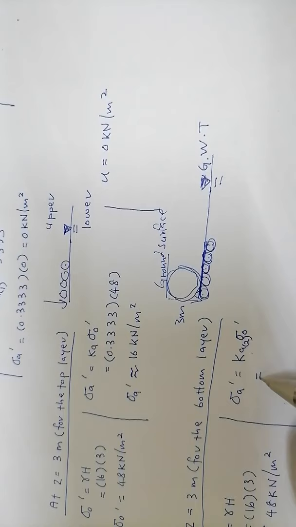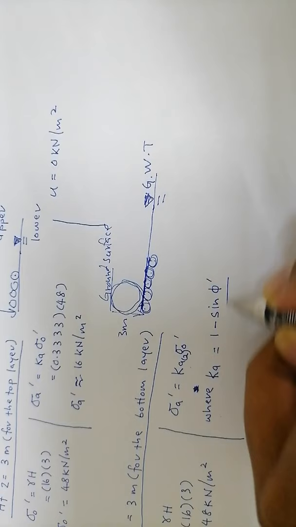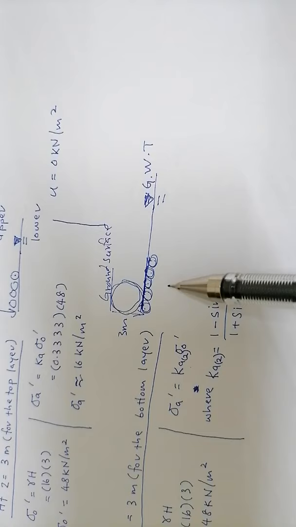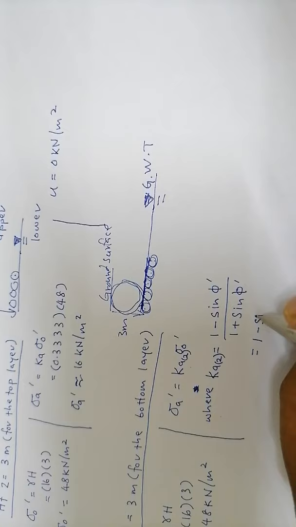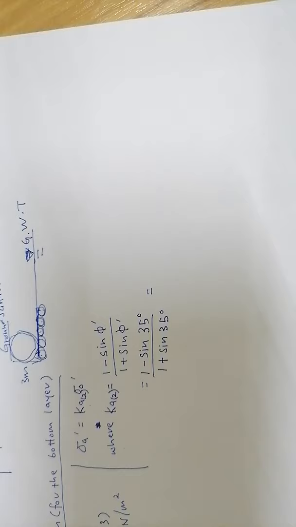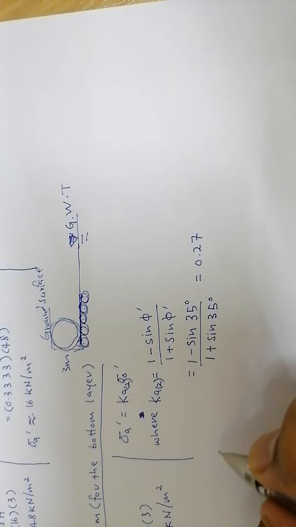Sorry for my ugly handwriting here. Alright, so Ka equals the same formula, 1 minus sine friction angle divided by 1 plus sine friction angle. So this is Ka2, remember? We are here already, so this is the lower layer. So the friction angle is 35, isn't it? 1 minus sine 35 degree divided by 1 plus sine 35 degree. Therefore your Ka2 equals, just bear with me, 1 minus sine 35 divided by 1 plus sine 35. So it is 0.27.